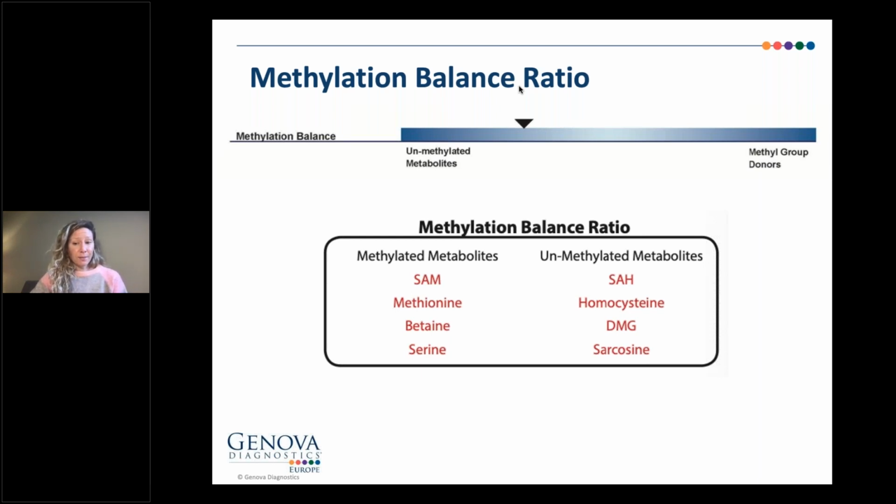The clinical utility of the methylation balance ratio is that it represents a potential way to detect subtle methylation imbalance prior to alterations in the SAM to SAH ratio. It's worth mentioning that this approach is still novel and is based on biochemical pathway analysis. However, early Genova data analysis of this biomarker has demonstrated its ability to distinguish a healthy cohort from an unhealthy cohort. And of course, Genova will continue to conduct ongoing research on this novel biomarker's clinical application.